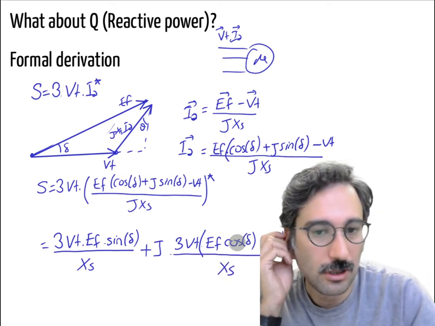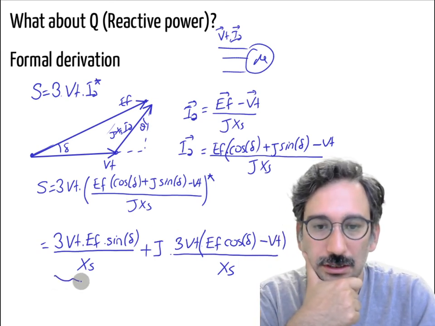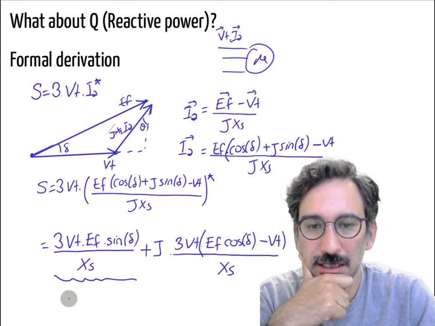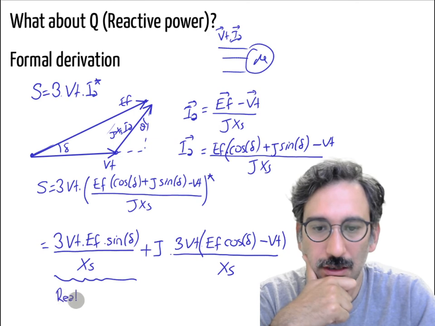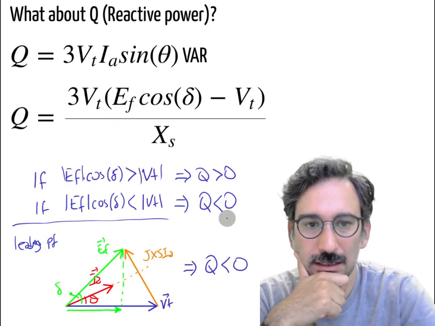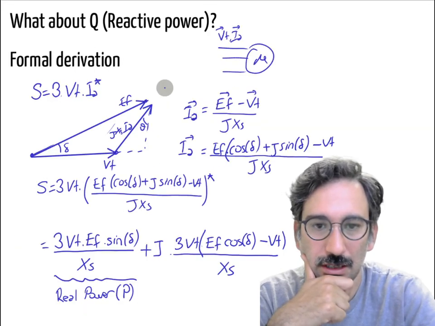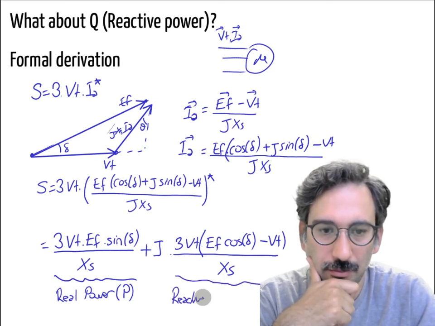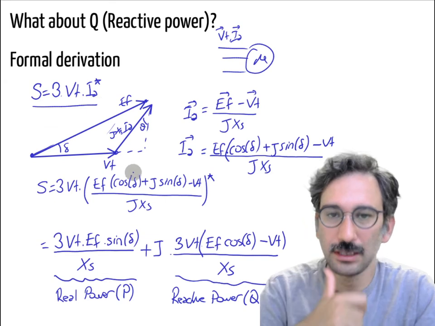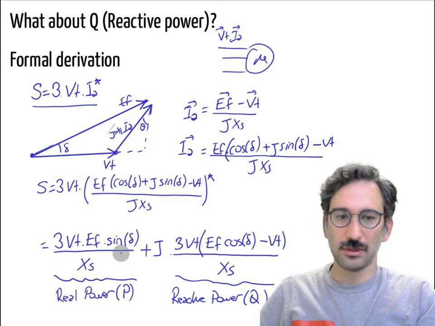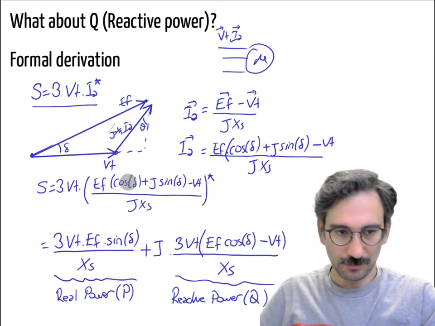So again, if you look at that equation, if you remember it from the earlier week, it is 3 VT EF sine delta divided by XS, so this is real power, that is P, and actually that is exactly the same equation that we derived here, so that part is the reactive power, that is Q. So technically you can start from that equation, you can get the IA, and you can derive those two vectors, so no problem there.